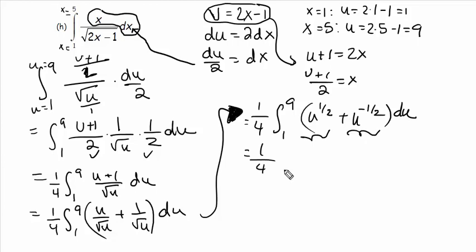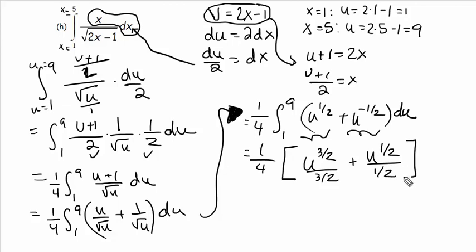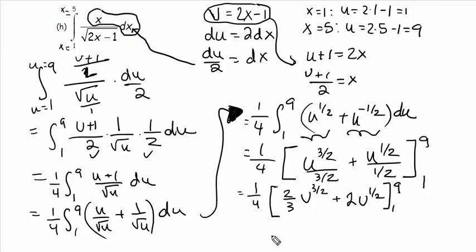Now I need the two antiderivatives, so that's u to the 3/2 over 3/2 plus u to the 1/2 over 1/2 from 1 to 9. And then I'm going to go ahead and multiply by the reciprocal of 3/2 to get 2/3 u to the 3/2, and the reciprocal of 1/2, which is 2, to get 2u to the 1/2 from 1 to 9.